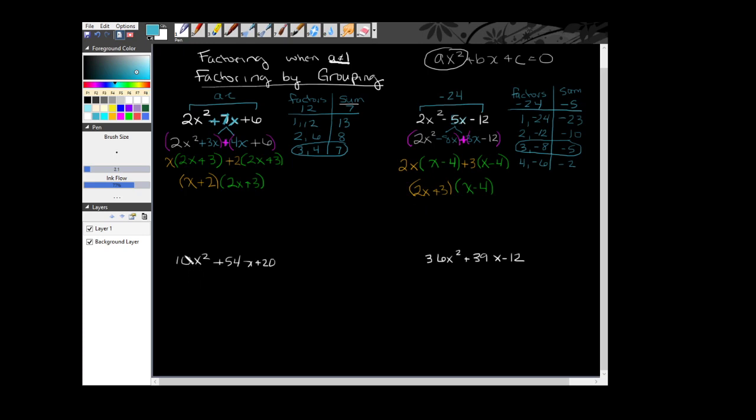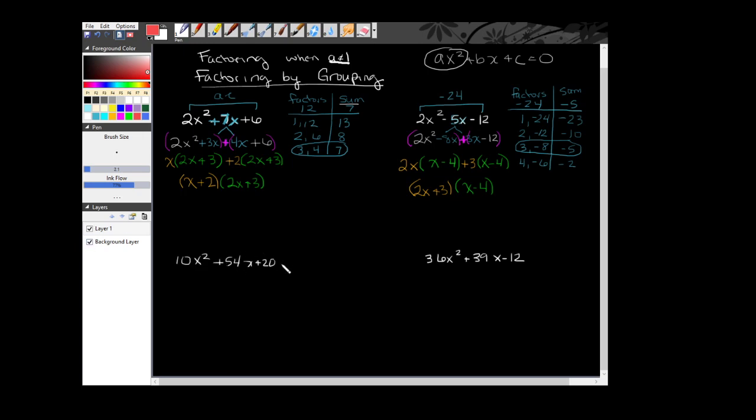Now, notice here, I have a 10 and a 20. So if I multiplied that out right away, I'd be having to find the factors of 200, which I can absolutely do. It just tends to be a lot more work. So what I'm going to do here is I'm actually going to start by looking for a GCF between 10, 54, and 20.